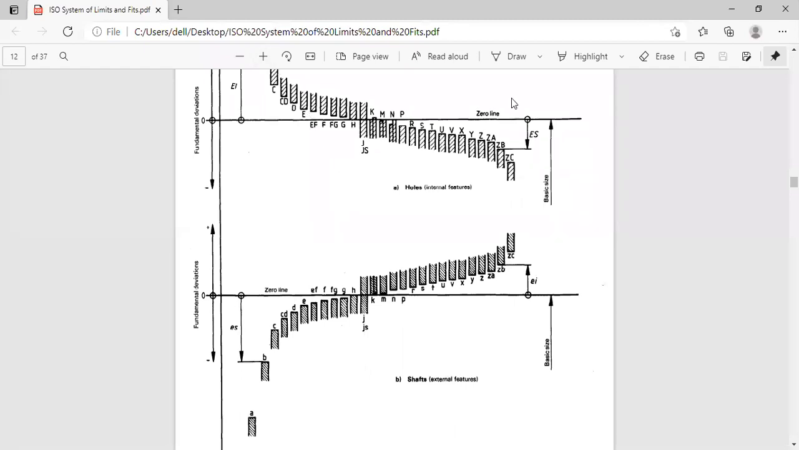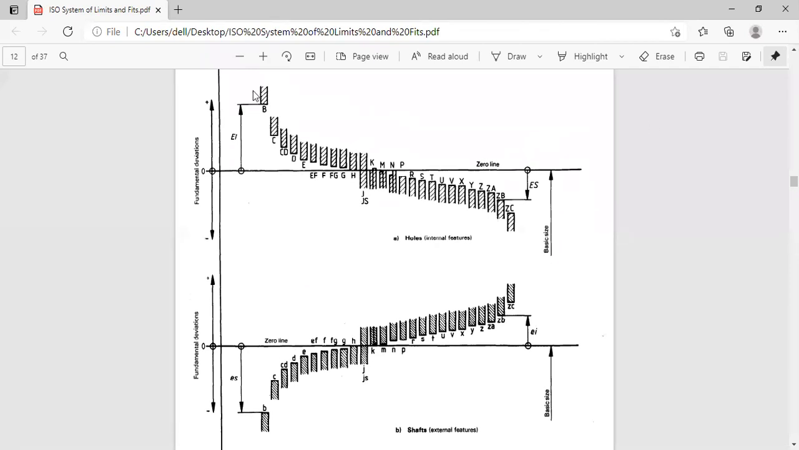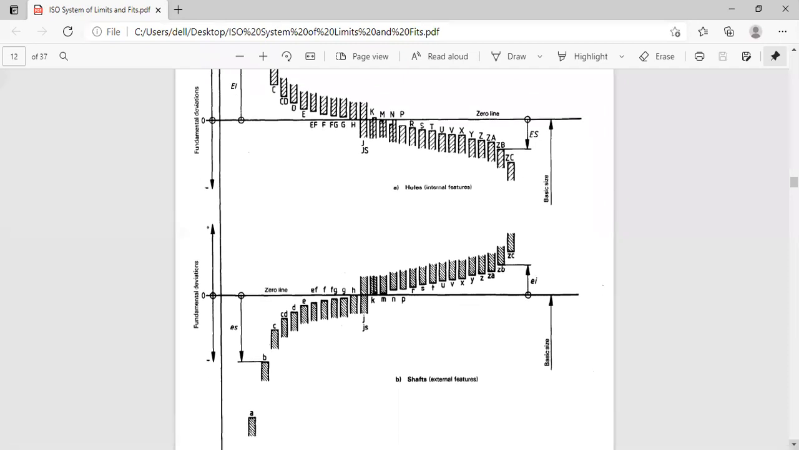Suppose capital A is there. Already I told you how to project that capital A, capital B. I think he has forgotten a capital A here in this particular slide. Okay, capital A is also there. So B. So you have to project this here itself. You have to project this capital B for hole, small b for shaft. It is opposite. Suppose capital B is lying in the lower deviation, small b will be in the upper deviation.